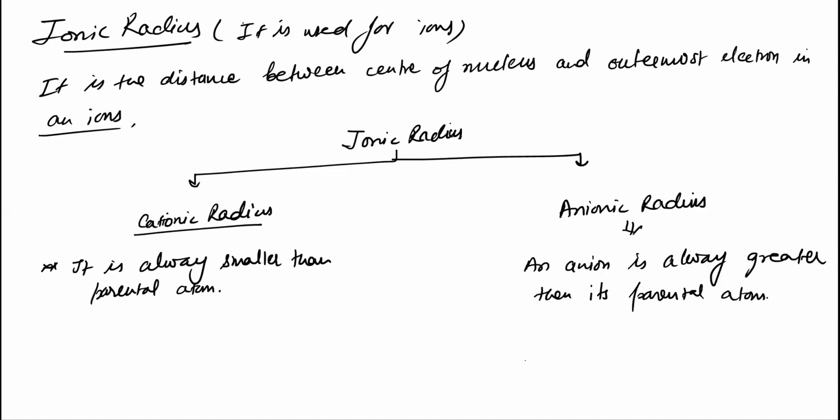For example, which one is greater, Na or Na positive? Na is greater. And which one is greater, Cl minus or Cl? Cl minus is greater. Got it? Reason? What is the reason? A greater number of protons are attracting a lesser number of electrons, so the atom size will shrink. Got it?